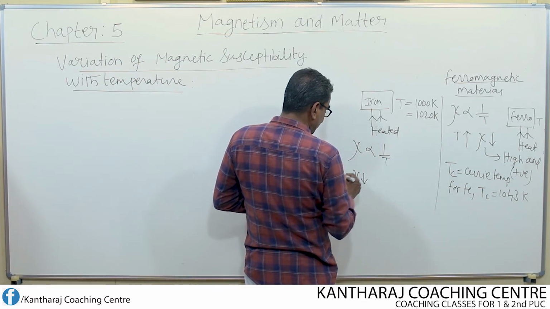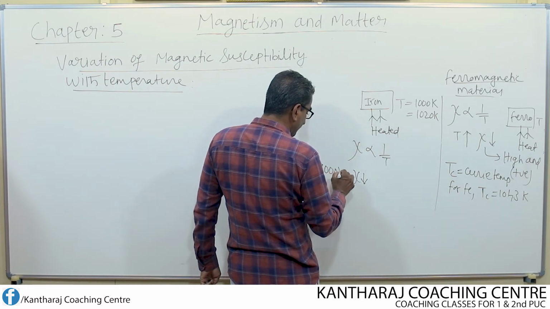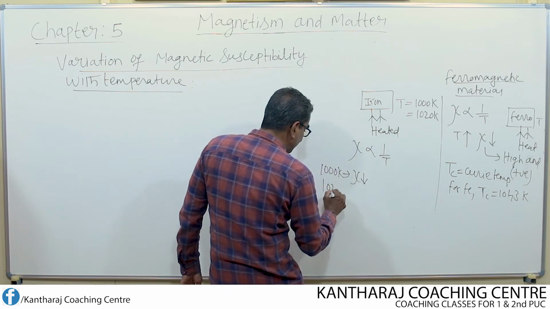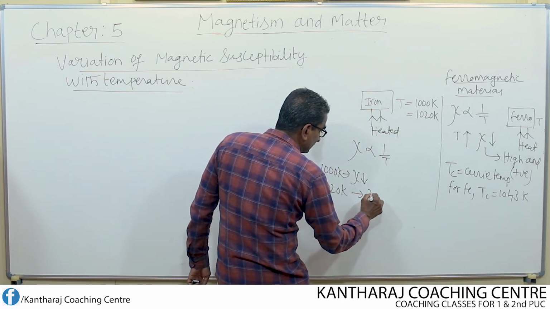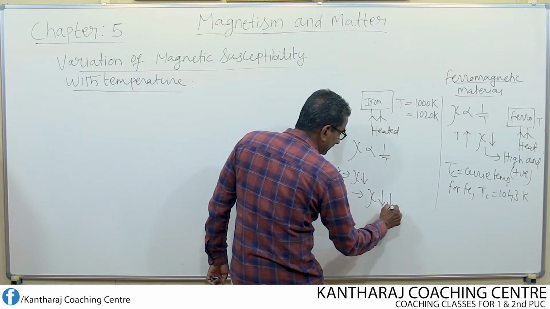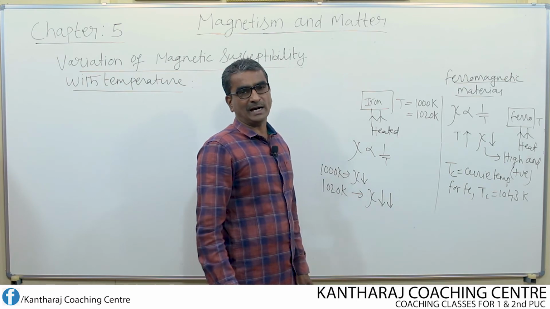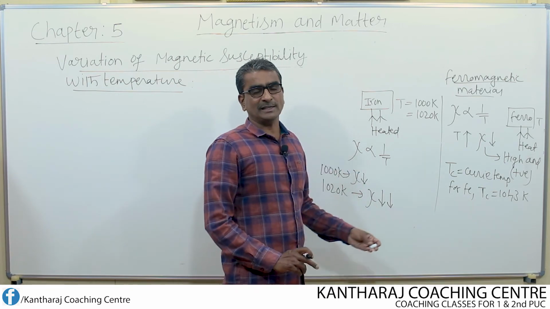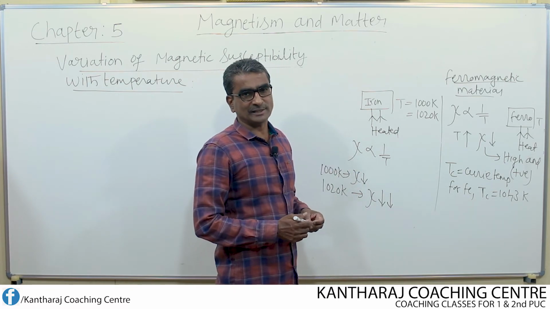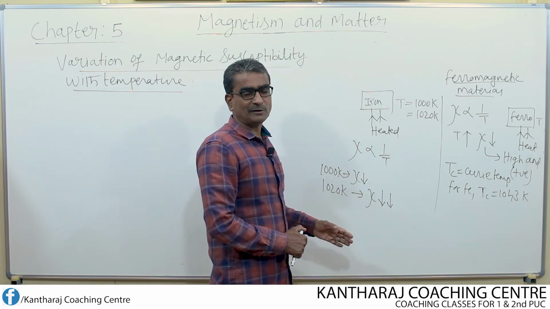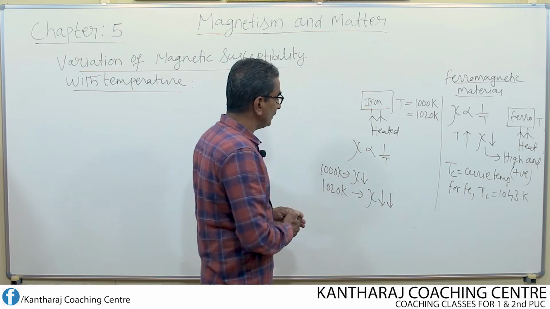Initially susceptibility got decreased for what temperature? 1000 Kelvin. Now, if you increase the temperature to 1020 Kelvin, what happens to susceptibility? Further decreases. I represent more decrease by writing too many arrows. If I write an arrow downwards, it means that the value is decreasing. It is only for the sake of understanding, to make our explanation simple.